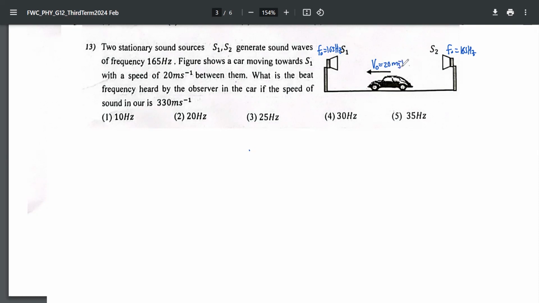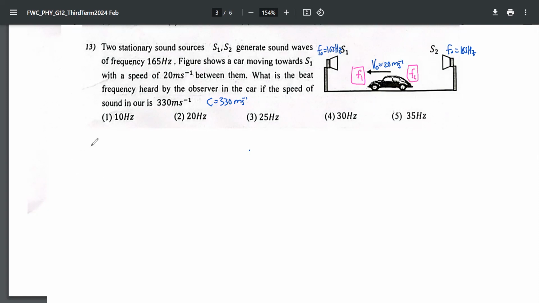What is the beat frequency heard by the observer in the car if the speed of sound in air is 330 meters per second? So C is 330 meters per second. Why will there be a beat frequency? Because the car is hearing two sounds, one coming from S1 and one coming from S2. So the observer in the car will be hearing two frequencies: F1, the frequency of sound from S1, and F2.